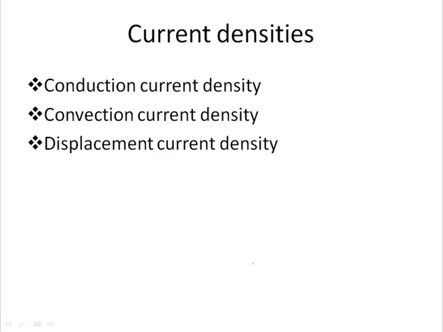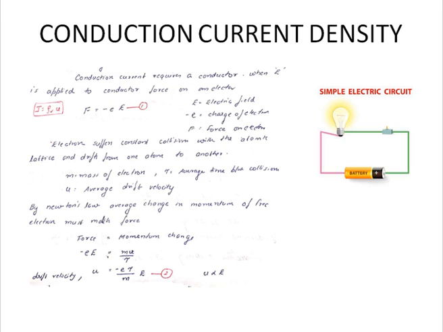So today we are going to study about current densities. Basically three types are there: one is conduction, convection and displacement current densities. Out of this, these two are important as far as the syllabus is concerned. Right. So let's see the first one, conduction current density.